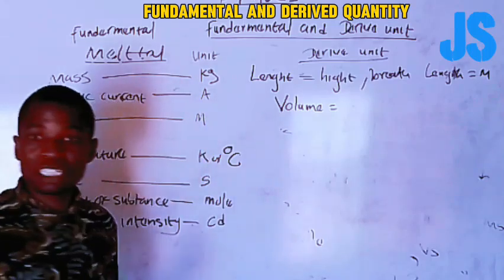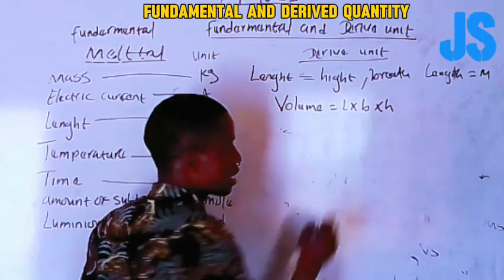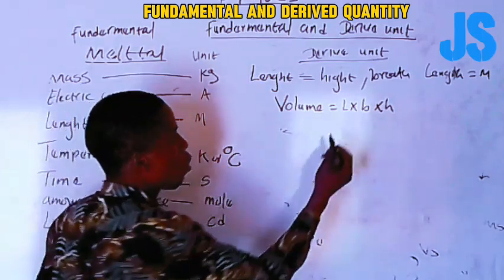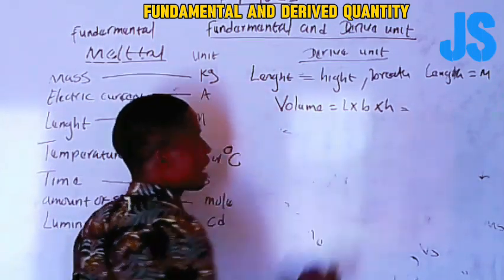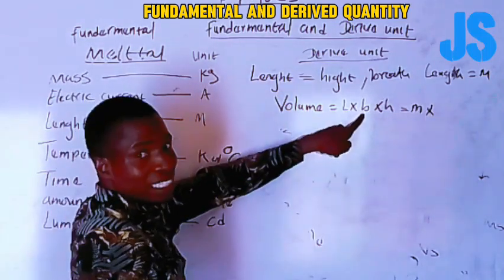Volume. Now, what is volume? Volume is length times breadth times height. Now, this volume, combine it together. I told us that the length is the same thing as what? Meter. Times the breadth is the same thing as what?